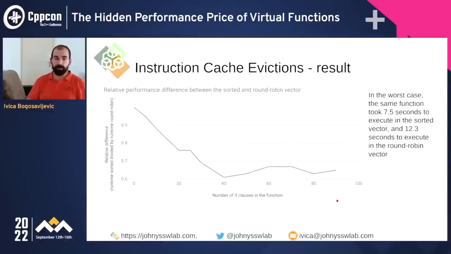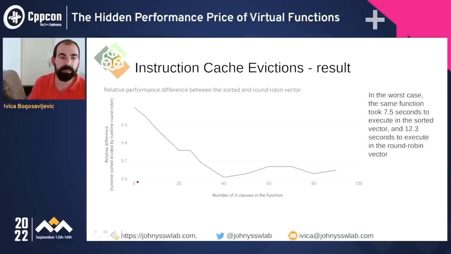So let's analyze this graph. On the x-axis, you have the number of if clauses in the function. They go from 0 to 100. 0 corresponds to a small virtual function and 100 to a large virtual function. Here on the left side, we have the ratio, so runtime sorted divided by runtime round robin. So we have a runtime ratio between the sorted version and the round robin version.